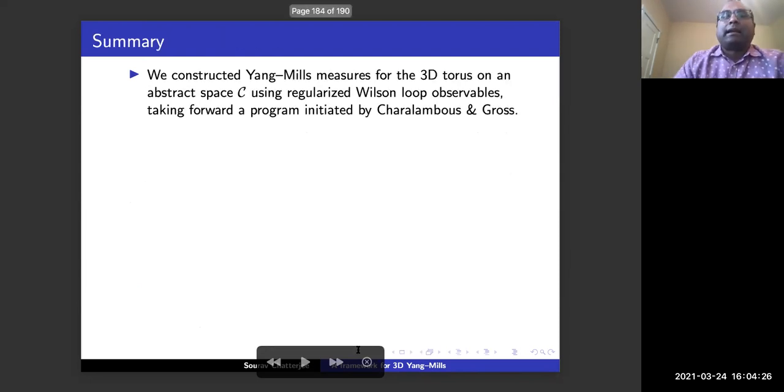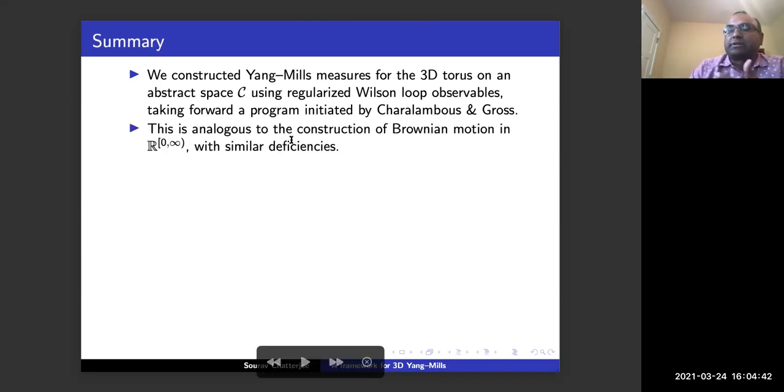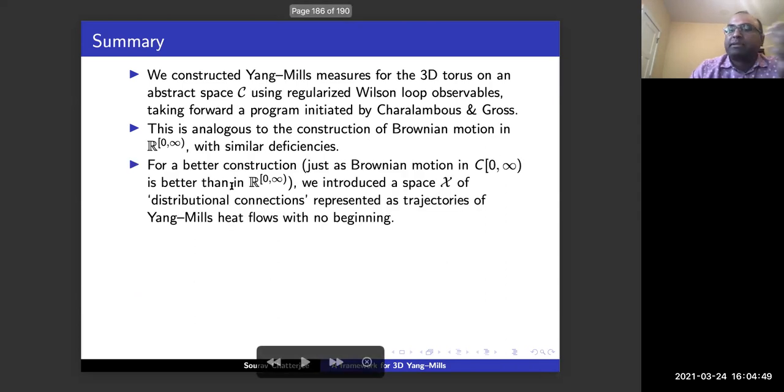So here's a summary. We constructed the Yang-Mills measure for the three-torus on an abstract space, using these regularized Wilson loop observables, taking forward the program initiated by Chatterjee and Gross. This is analogous to the construction of Brownian motion in R^infinity with similar problems. We want something better. For a better construction, just as Brownian motion on C_0 is better than in R^infinity, we introduce the space of distributional connections represented as trajectories of Yang-Mills heat flow with no beginning.